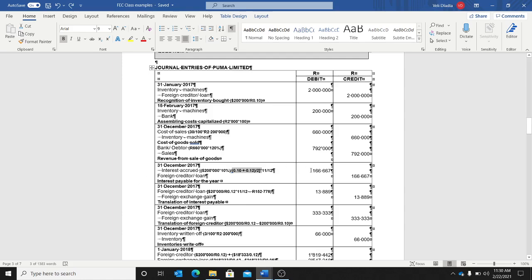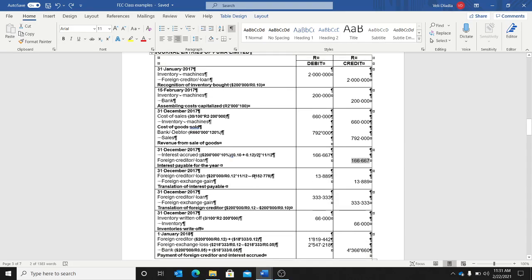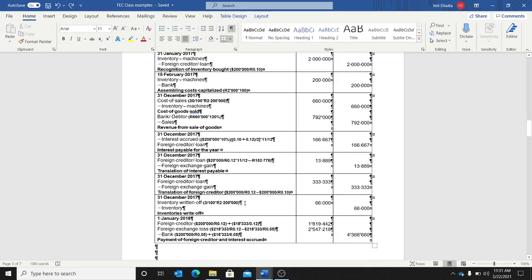Now you've raised interest that you are owing to these people. Here it is, and you raised the foreign creditor that relates to it. Okay, now remember, by year end you have not paid this money here. See this foreign creditor that you raised here? It's not yet paid by 31 December. Then the rule says restate it at the new rate. Here you record it at 0.10. If they say to you, pay now in December, what are you going to do? You will pay it at 0.12 here. If they say pay it now in December, it's 0.12, isn't it?